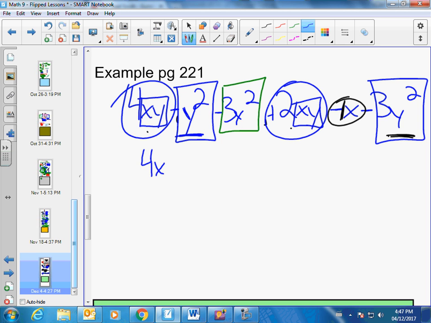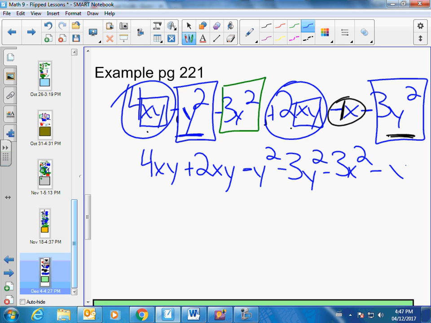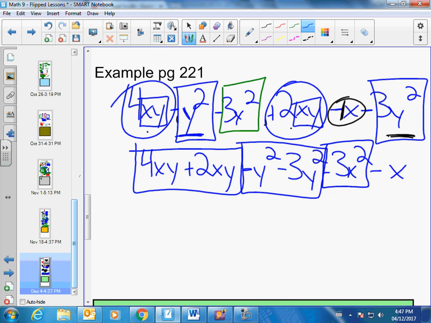So I have 4xy plus 2xy minus y squared minus 3y squared. Oh, my book keeps flipping pages on me here. Minus 3x squared minus x. So I've got my terms grouped together. These two are basically on their own. So I'm going to shorten this down.